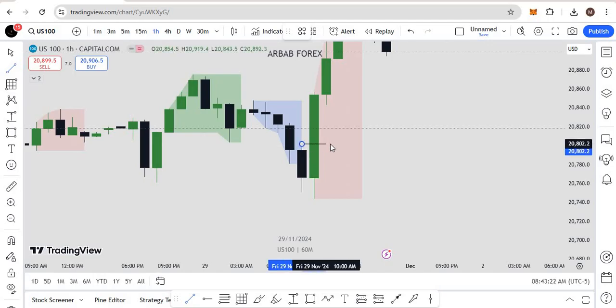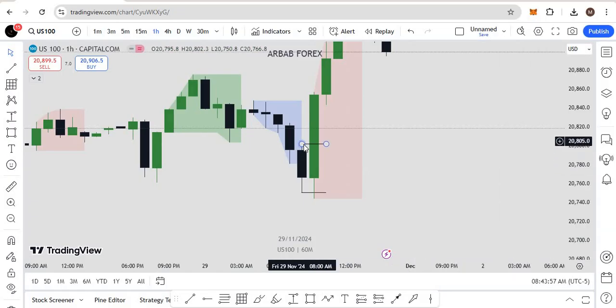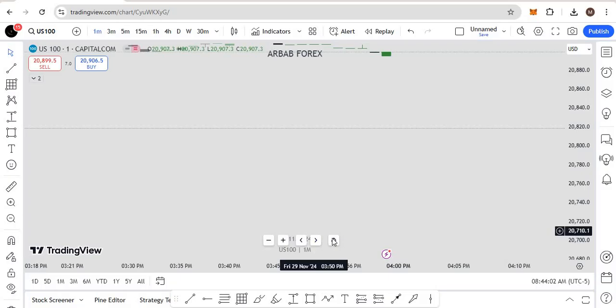I mark the 8 a.m. high and 8 a.m. low. This is my CRT high and low. 8 a.m. New York time. Here it is UTC-5. It doesn't mean that you go for UTC-4. Always use New York time, because of daylight saving time the UTC-4 was converted into UTC-5, and the 1 hour time frame was shifted by another hour. So you will mark the 8 a.m. high and low, and then shift to the 1 minute time frame every day.